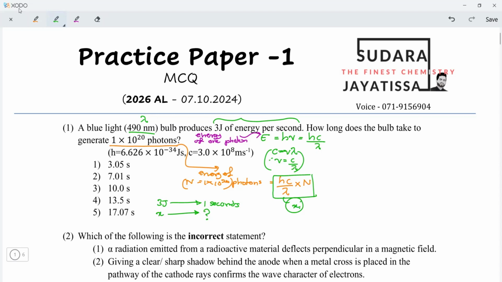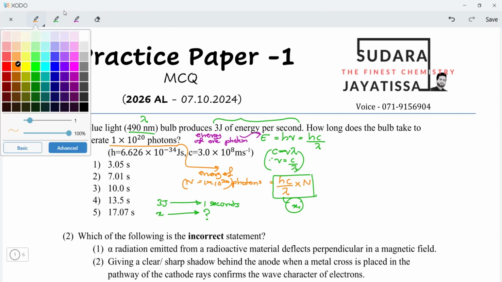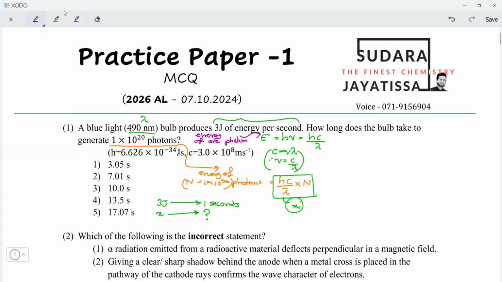Think about the method one more time. You are finding the energy of 1 photon and then multiplying it by 10 to the power 20 to find the total energy released. Then you can use this 3 joules per second and find the number of seconds, the time spent to release that amount of joules. Is that clear for you? Now let's substitute the values and see if the answer comes.